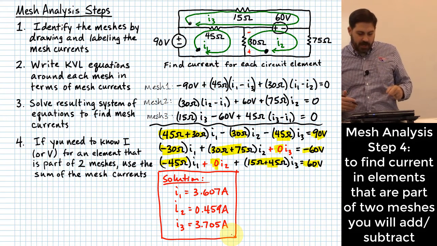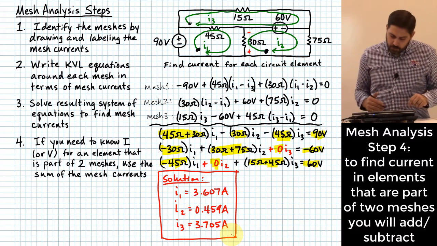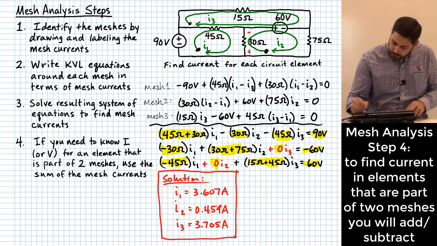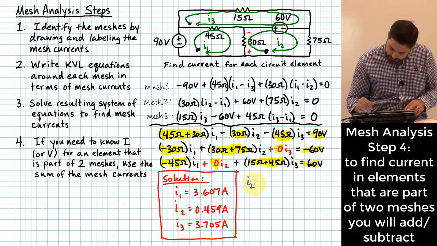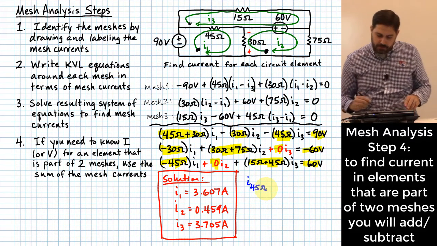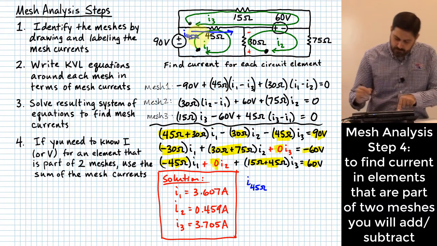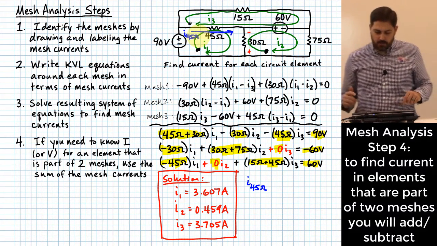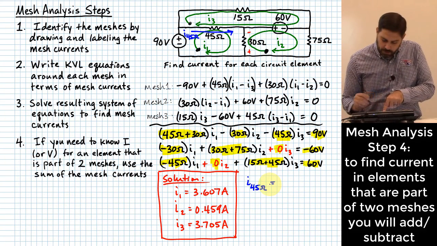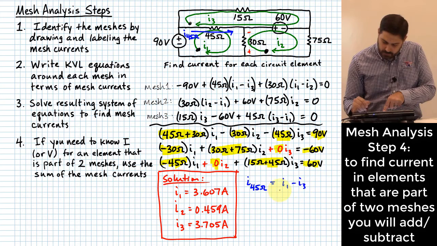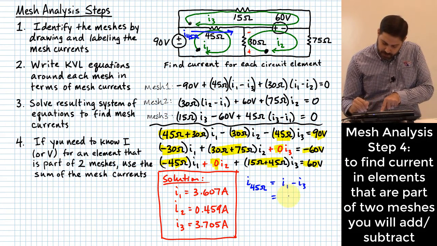For instance, what if I need to know the current through the 45 ohm resistor? I'll label it I 45 ohms, and just to be clear on this, let's say I'm taking I 45 ohms to be this way. This is going to be equal to I1 minus I3. And since I have those over here, this is going to be equal to 3.607 amps minus 3.705 amps. And so what is this going to be?